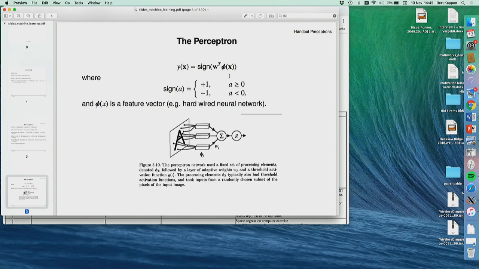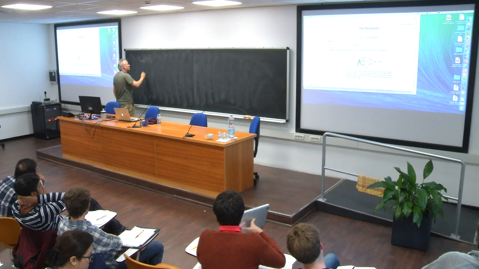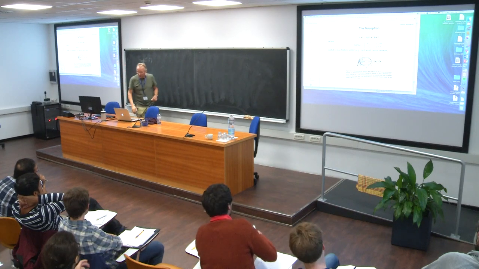So instead of having these features, we're going to be saying that we have just the input x as a vector, and we're going to have a vector w, and we're going to take the inner product, and we're going to take the sign of that, and that is our whole perceptron.